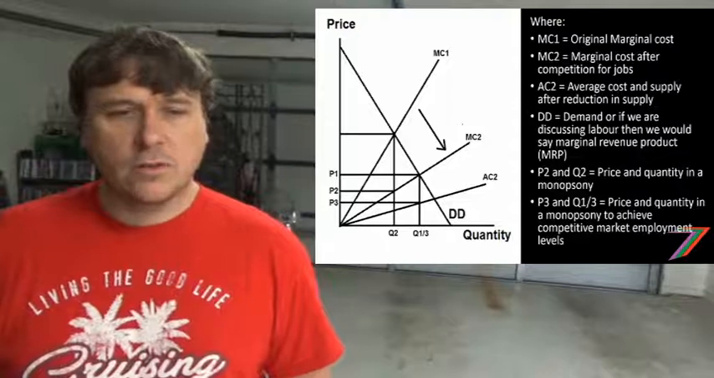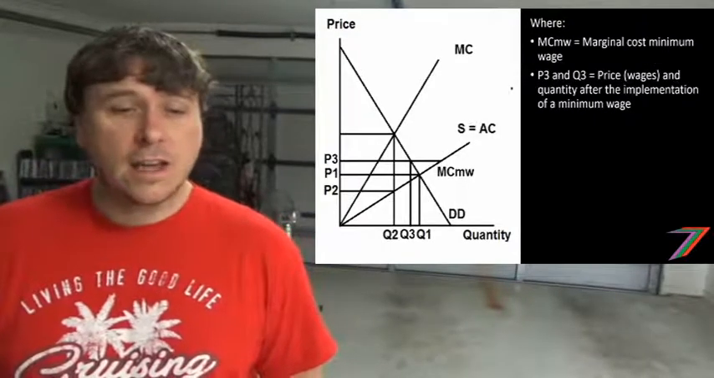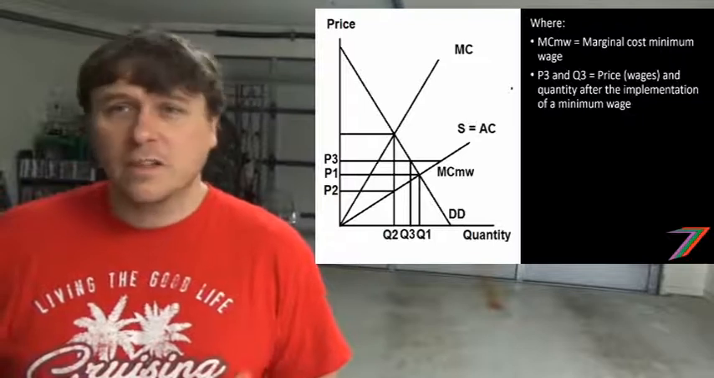Oh, we got some more here. What else can we do? Oh, we can have minimum wages. That was my next thing. Minimum wages is interesting. Some people like it, some people don't.